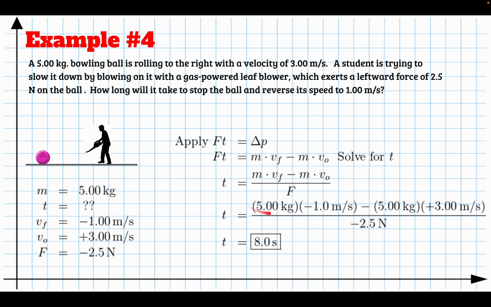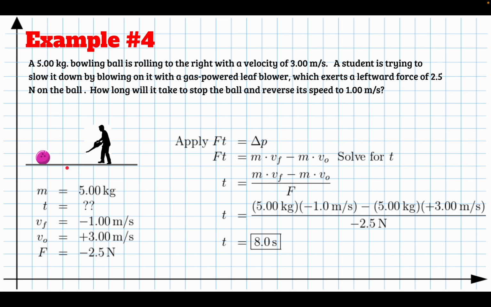And then I can plug in my numbers and watch out for signs. The mass is 5 kilograms. The final velocity is -1. Then you've got a minus here. And then it's the mass times the initial velocity, which is positive, and that's all divided by the force, which is negative. And you're going to get these wrong if you're not careful with your signs. So when you work that all out, it turns out to be 8 seconds.